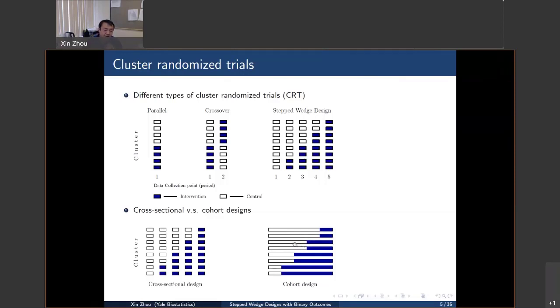So keep in mind that in a cross-sectional design, the individuals from different periods are different, but in the cohort design, the individuals from different periods are actually the same group of people.